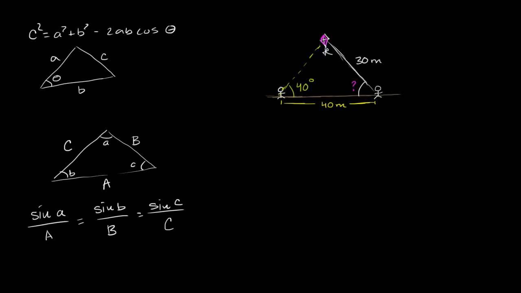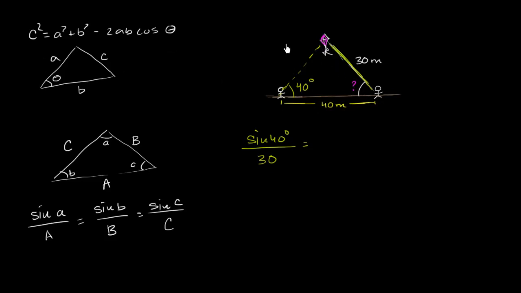So we know this angle and the opposite side, so we could write that ratio: sine of 40 degrees over 30. Can we say that that's going to be equal to the sine of this angle over that? Well, it would be, but we don't know either of these, so that doesn't seem like it's going to help us. But we do know this side, and so maybe we could use the law of sines to figure out this angle, because if we know two angles of a triangle, then we could figure out a third angle.